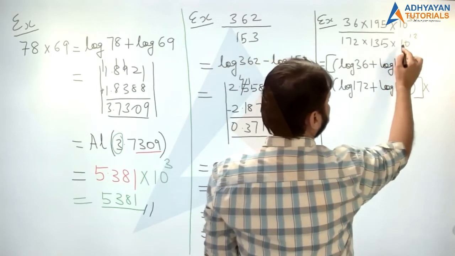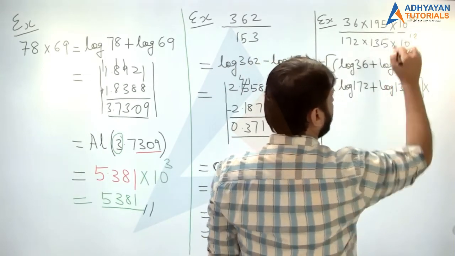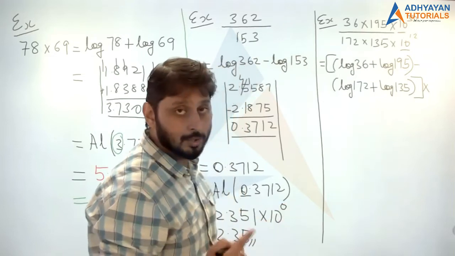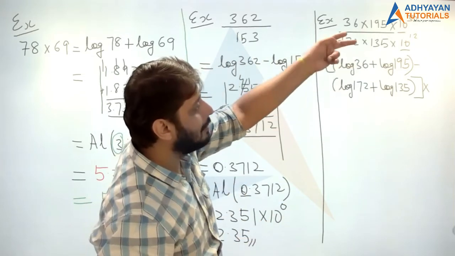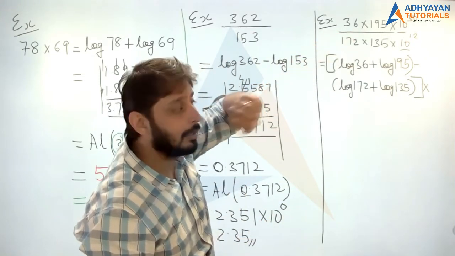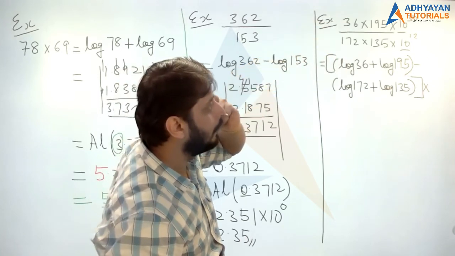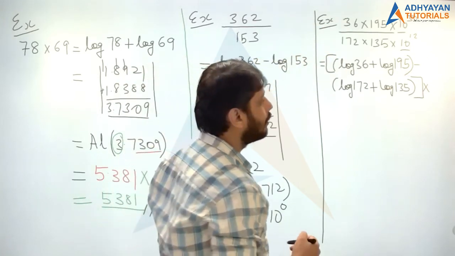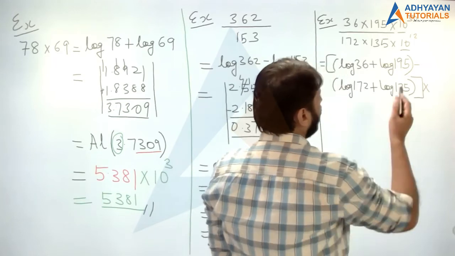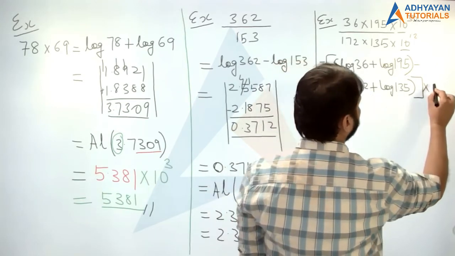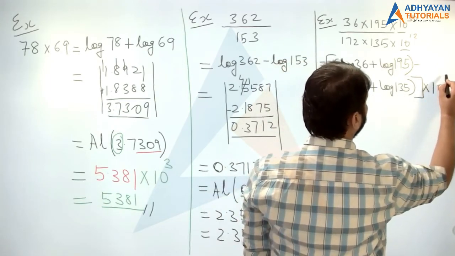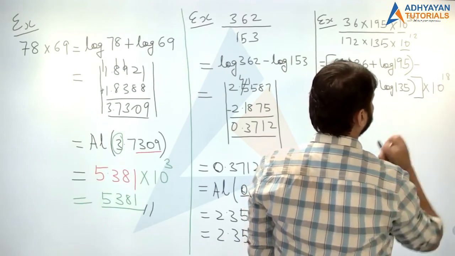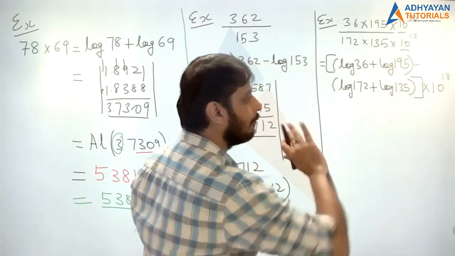The base is same, 10, 10, this goes up. It becomes 10 raised to minus 12. The base is same, the power will get subtracted. So 30 minus 12, 18. So 10 raised to 18. This I will keep separate, out of the bracket.